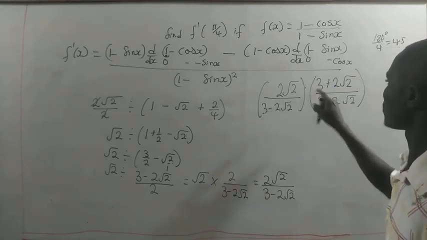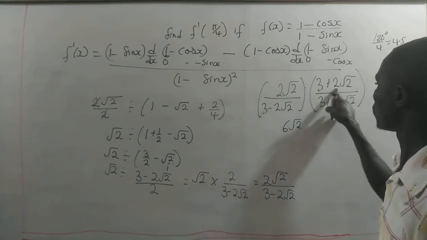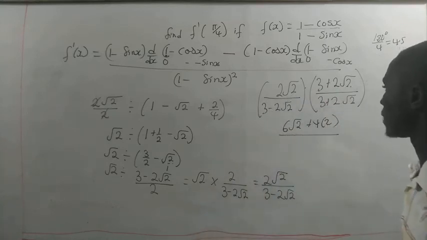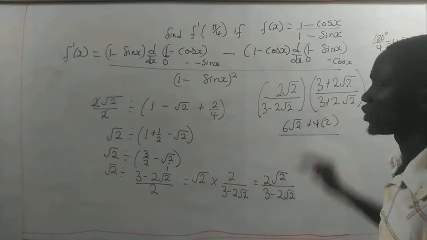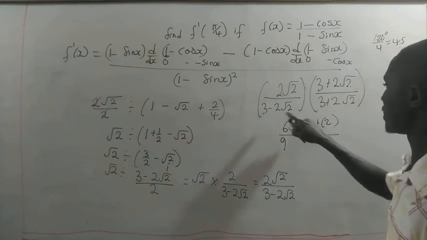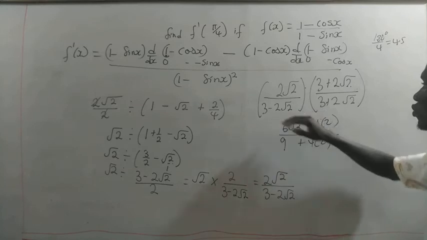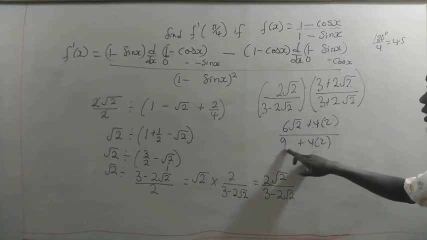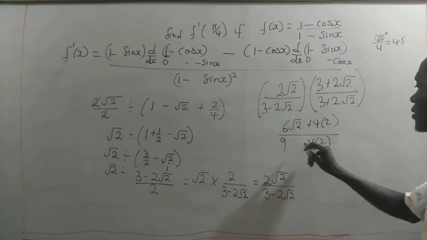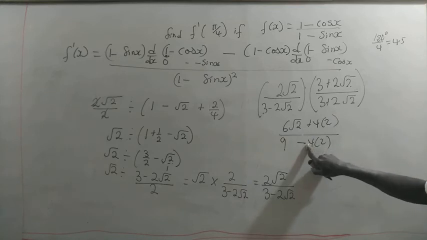Here, multiplying this, we have 6 root 2. 2 times 2 is 4. Root 2 times root 2 is 2. All divided by the denominator, which is the difference of two squares. So we take this squared, that is 9. And we take this squared, that will give us 4 times 2. So you note it, it's difference of squares. So just multiply 3 times 3, 9. And this and that, here you get negative, because this times that will give us negative. That's what we have there.